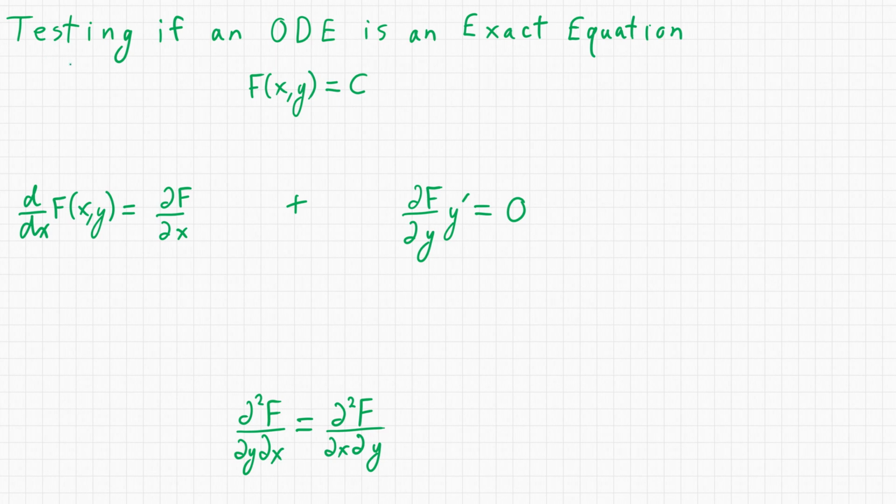So now that we've done all this stuff on partial derivatives, what is it good for? The reason we're doing this is it's a method for testing if an ordinary differential equation is an exact equation. So the way it kind of works out, I've got this diagram here.